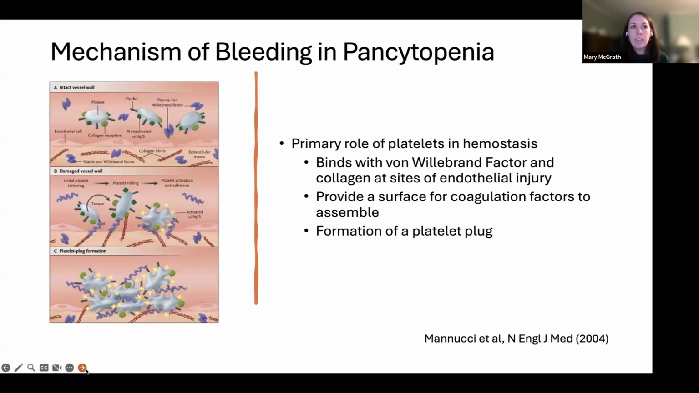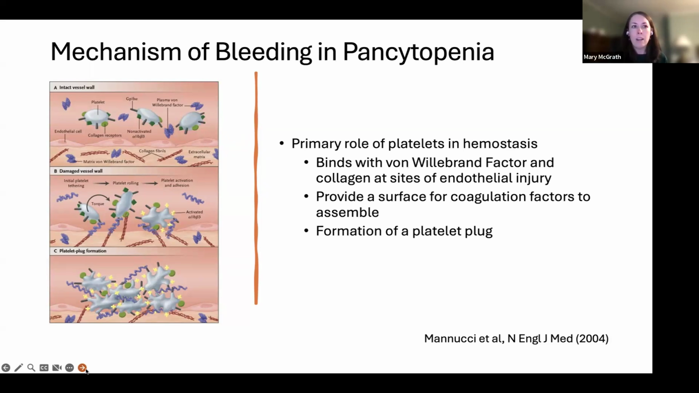So mechanisms of bleeding in the setting of pancytopenia can be multifactorial. I think the obvious explanation for bleeding is thrombocytopenia, as platelets play such a pivotal role in primary hemostasis. The goal of primary hemostasis is, as we all know, formation of the platelet plug, which provides temporary hemostasis. Following endothelial injury, there's exposure of circulating blood to elements in the subendothelium, primarily your von Willebrand factor and collagen. Platelet adhesion occurs as your circulating platelets bind to the collagen and von Willebrand factor.